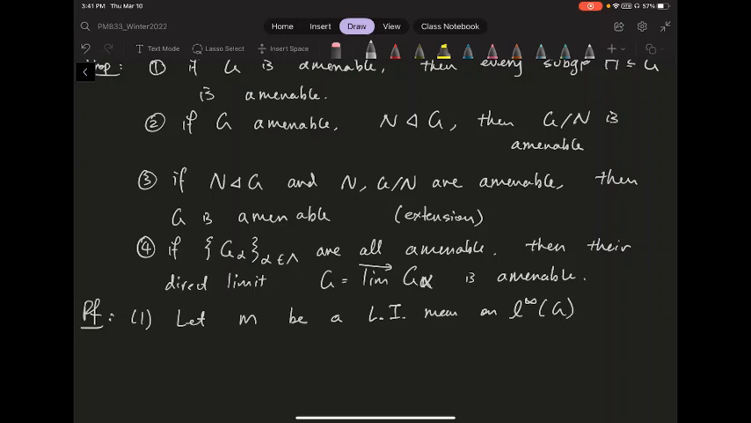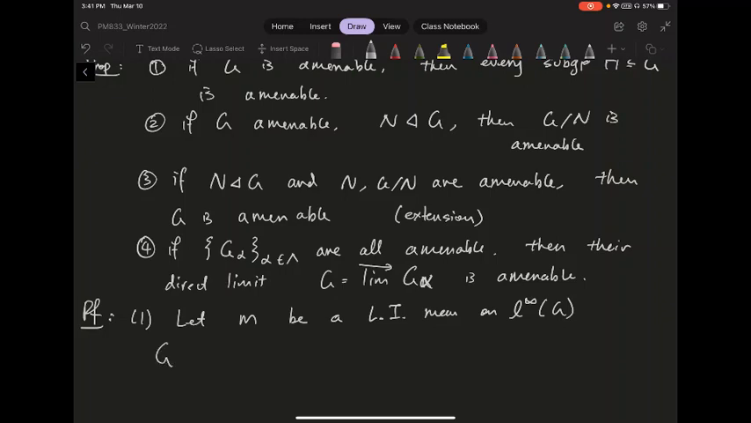So the tricky part is that your L infinity of H is not inside L infinity of G. H is a subgroup of G, so L infinity of H is much smaller. The idea is that if you have a function in the L infinity of H, you want to lift it to an L infinity of G, and then use your left invariant mean on G to return some value. Okay, so that's exactly the idea. So how do you do that?